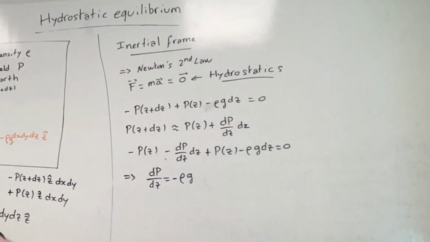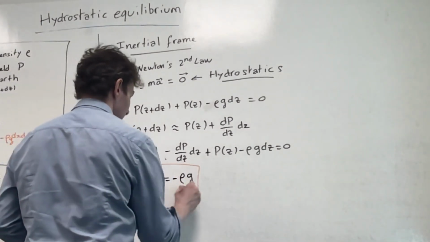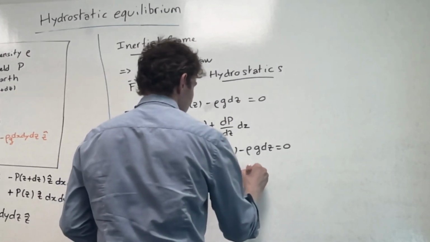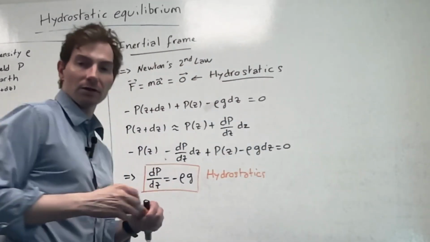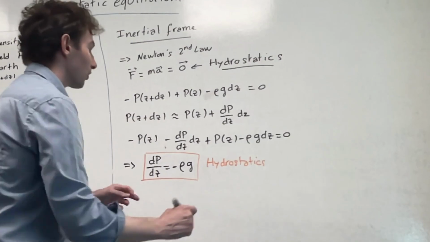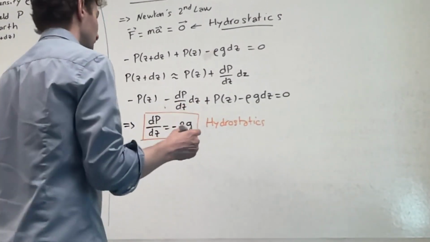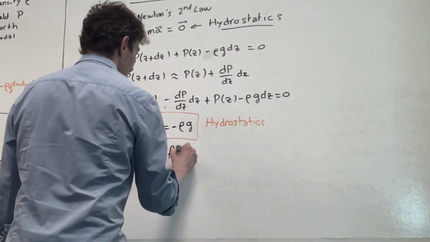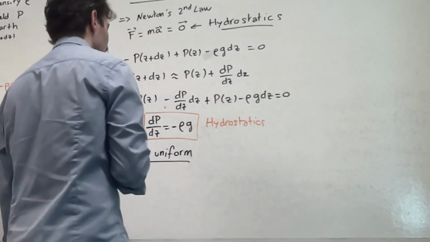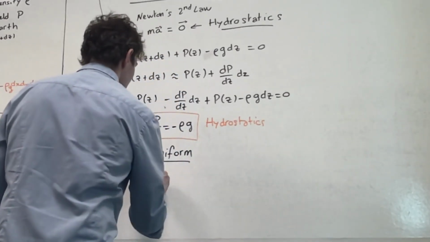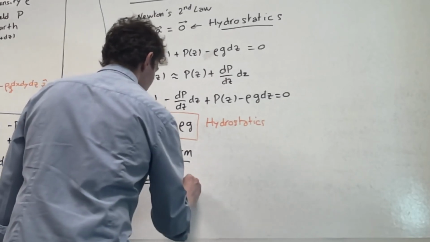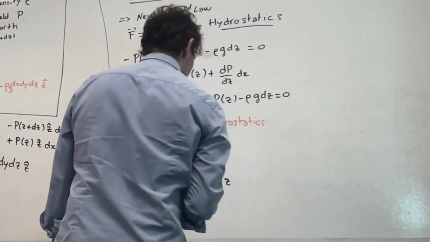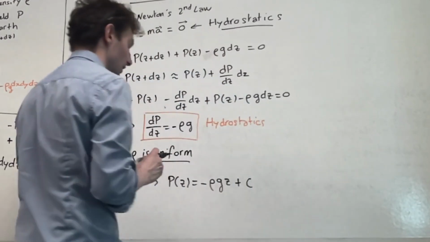Okay, so this equation is very important. It's called the hydrostatic equation, or hydrostatics, or equilibrium equation. Now, often what people do here is they say, let's assume that rho is uniform. That's a traditional thing that people are going to write. And then you can solve that very easily to get that P of Z is equal to minus rho g Z plus some constant.